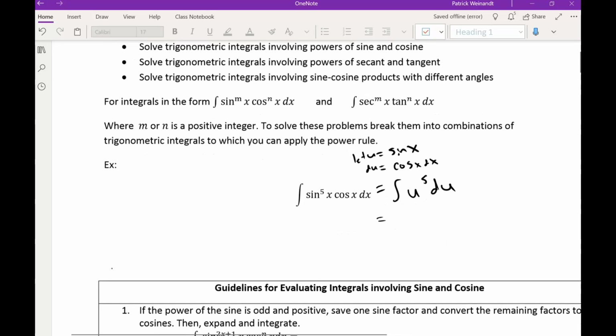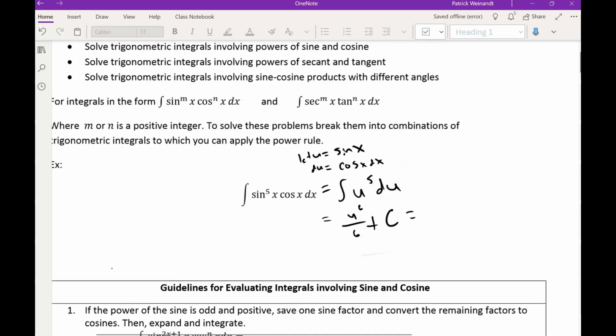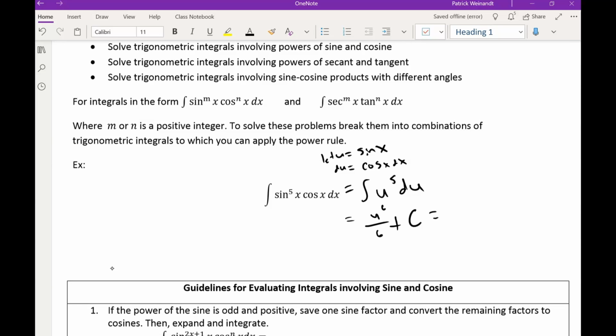Do the antiderivative of u to the fifth: add 1 to the exponent, that's u to the sixth, divide by that same power, u to the 6 over 6. It's an indefinite integral, so plus c. Plug back in your u value, and you're going to find that this equals sine to the 6th of x over 6 plus c.